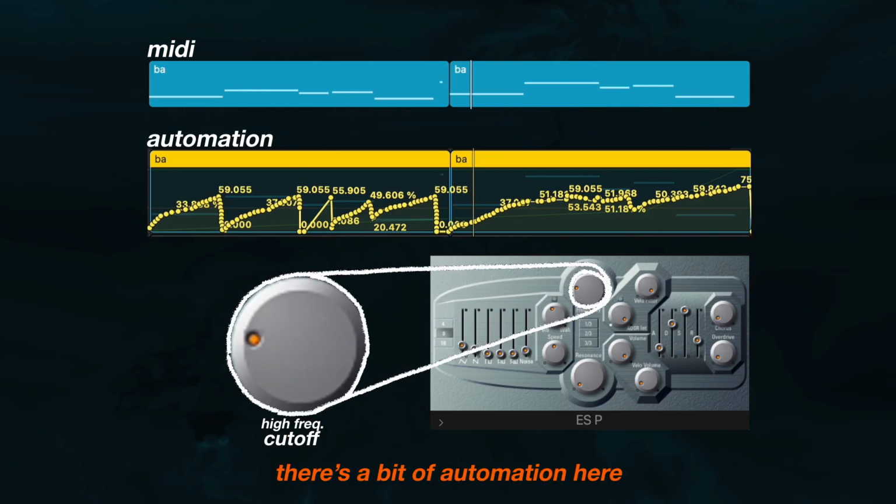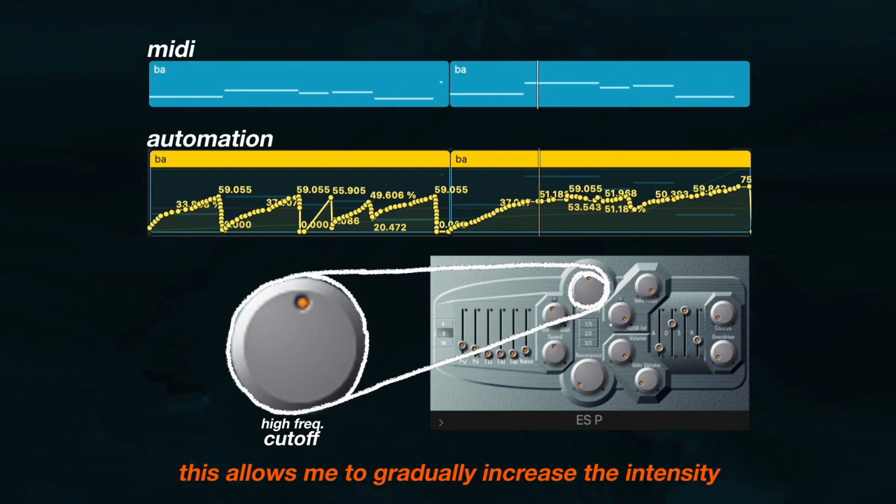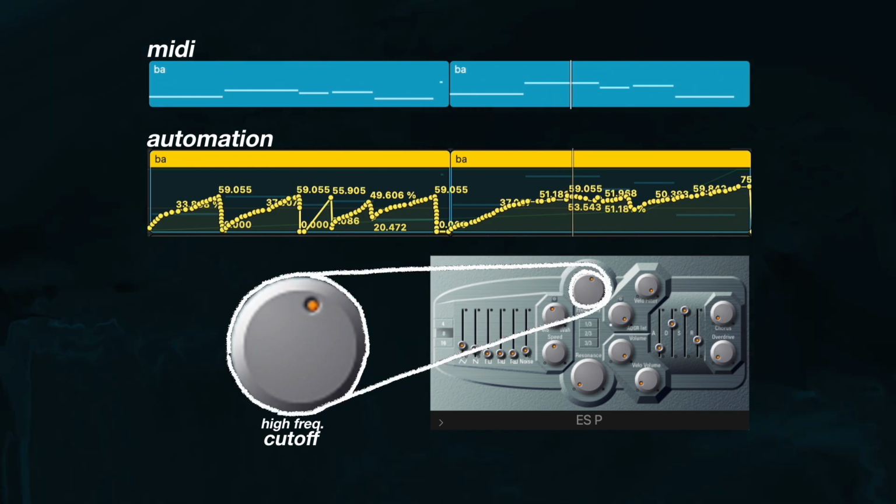There's a bit of automation here that slowly lets in more high frequencies on this noisy bass. This allows me to gradually and subtly increase the intensity of this section.